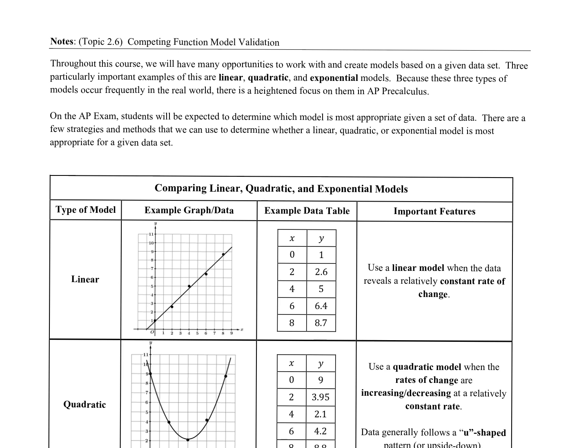Here we go. Throughout this course, we will have many opportunities to work with and create models based on a given data set. Three particularly important examples of this are linear, quadratic, and exponential models. Because these three types of models occur frequently in the real world, there is a heightened focus on them in AP calculus. On the AP exam, students will be expected to determine which model is most appropriate given a data set. There are a few strategies and methods that we can use to determine whether a linear, quadratic, or exponential model is most appropriate for a given data set.